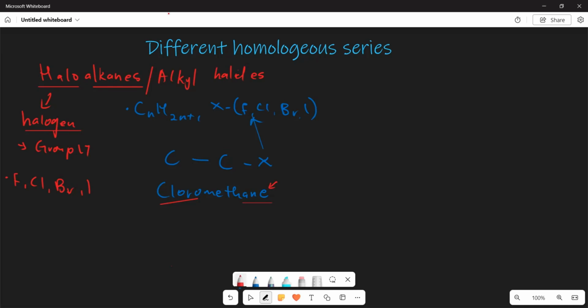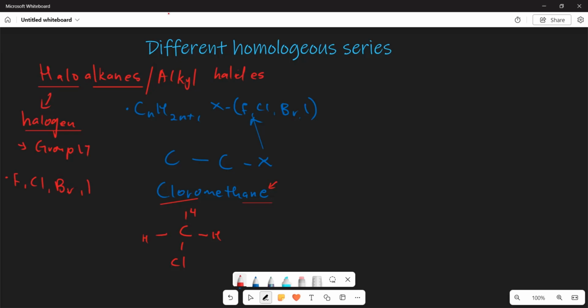Now, what else? What is it that you're going to have here? Meth means one, which means this is going to be the C that is bonded with the hydrogen plus the chlorine, right? So this is going to be the chlorine here, and then this is going to be the H. This is the H, and this is going to be the H. Okay. Now that is going to be firstly your chloromethane.